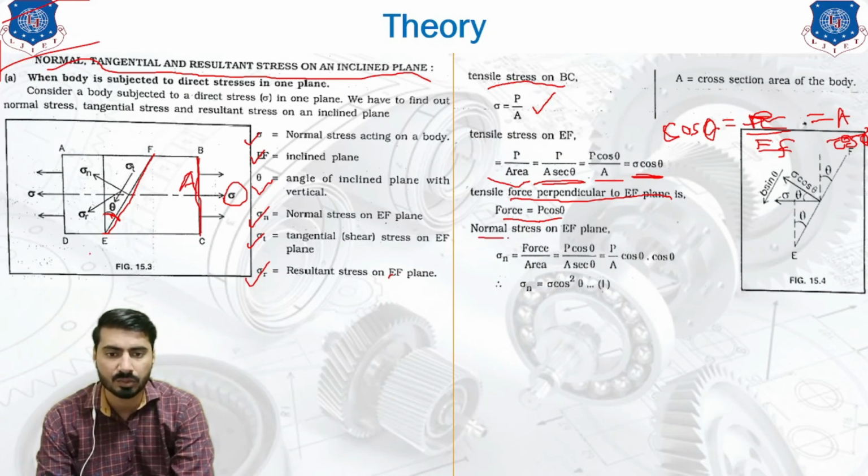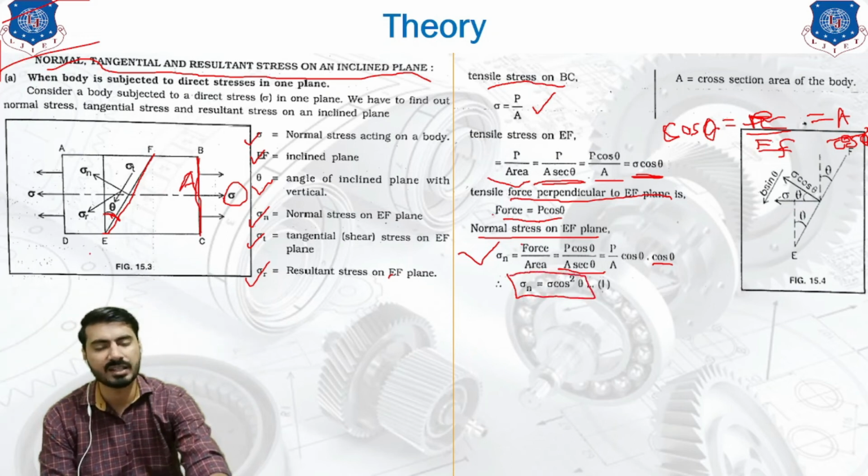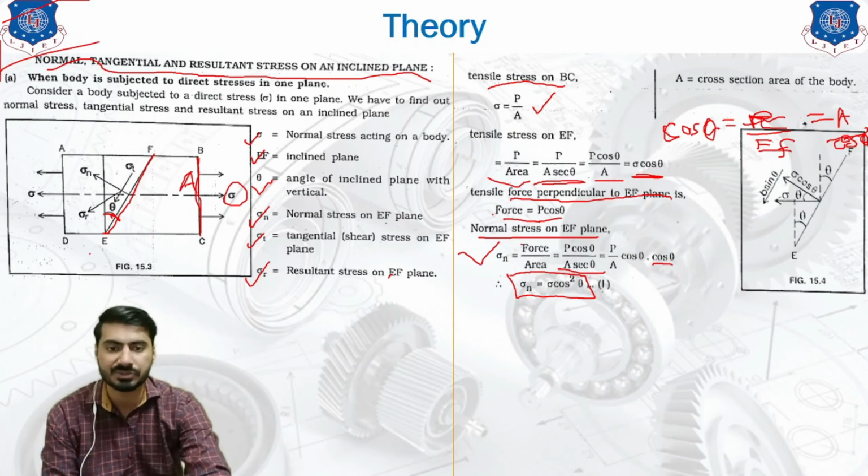Now the normal stress on the EF plane. Normal stress on the EF plane is written as sigma n. So you are using the same equation, force upon area. Force is P cos theta, area is A sec theta. So instead of dividing by sec theta we can multiply by cos theta over here, and our equation would be sigma n equals sigma cos square theta. That will be our final equation of normal stress.